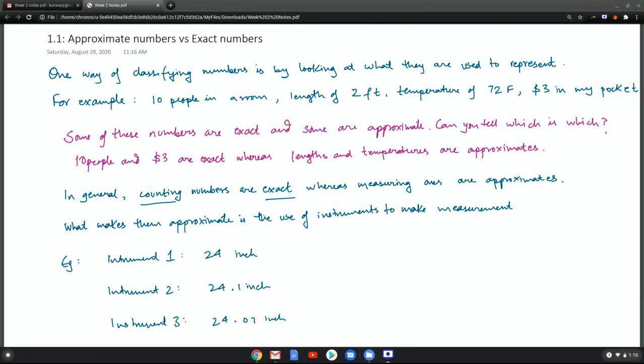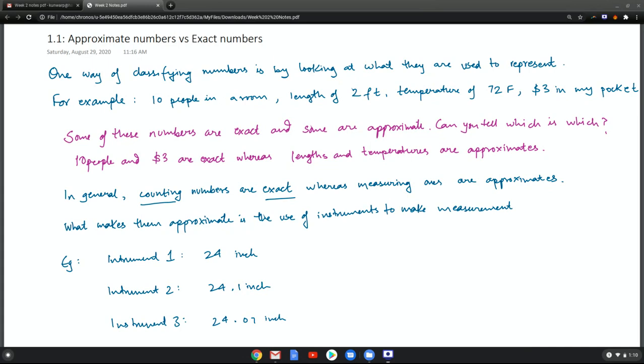One way to classify numbers is by looking at what it is that they are used to represent. For example, let's take these four kinds of numbers: 10 people in a room, a length of 2 feet, temperature of 72 Fahrenheit, or $3 in my pocket. Some of these numbers are what we call exact, and some of them are approximate.